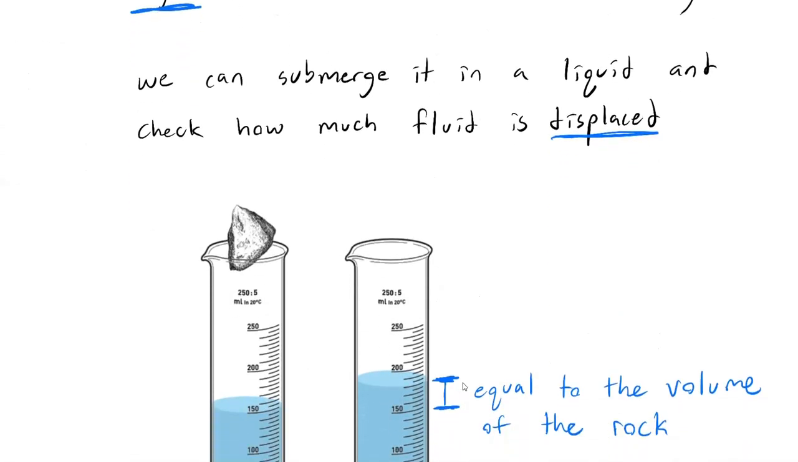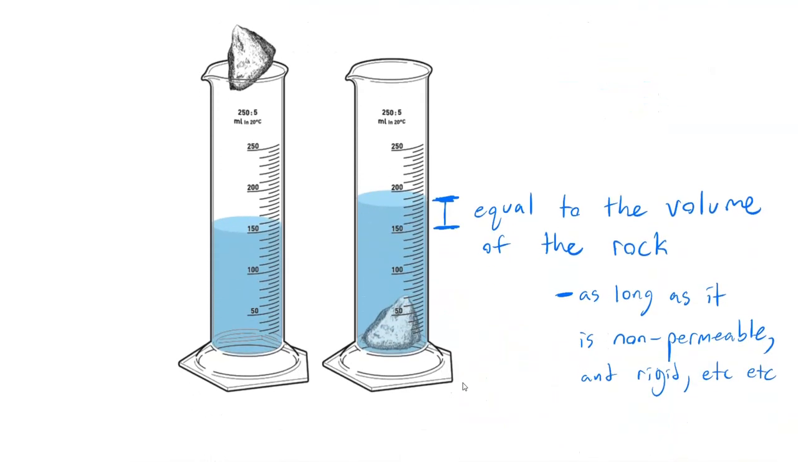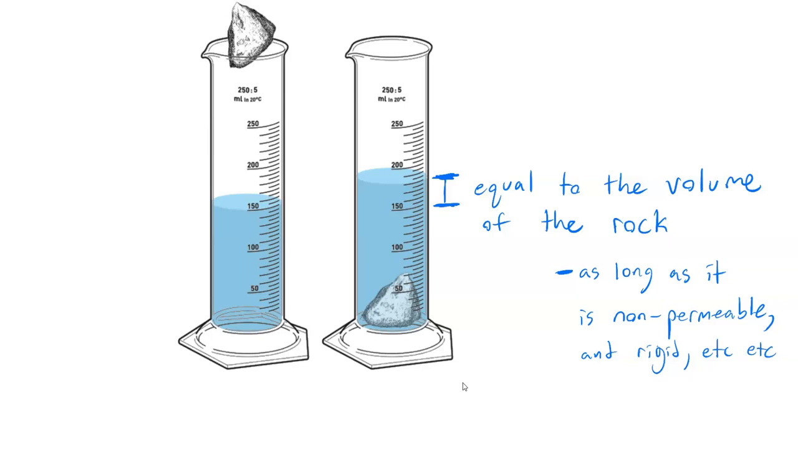Well, the plan is we can submerge it in some kind of fluid and check how much fluid is pushed out of the way. So for example here, in this picture, I'm just going to take a color here and shade it over. Once we submerge this rock into the water, it used to be here at the 150 line, and now it's at some other line here. So this cylindrical volume of water that got displaced, that's the volume of the rock.